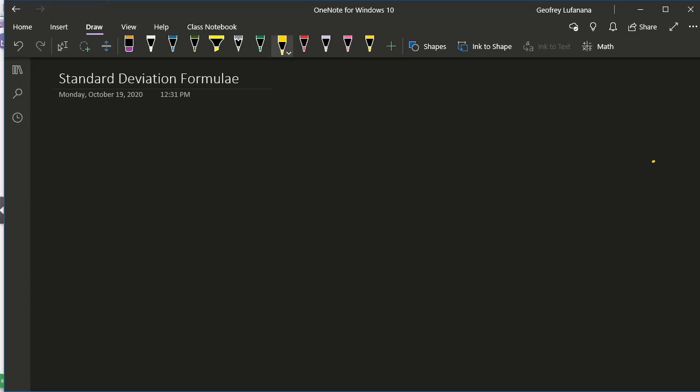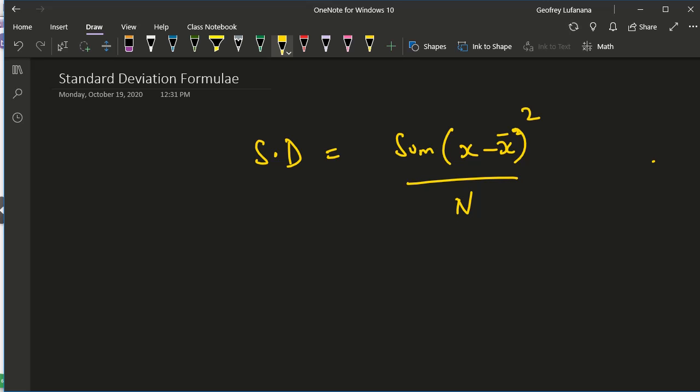Welcome. In this video, we're going to be discussing the standard deviation formulae. From our previous videos, we discovered that standard deviation can be calculated using the formula of the sum of all the deviations from the mean squared, divided by the number of items we have in the data, and taking the square root, where x bar is our mean of the values.